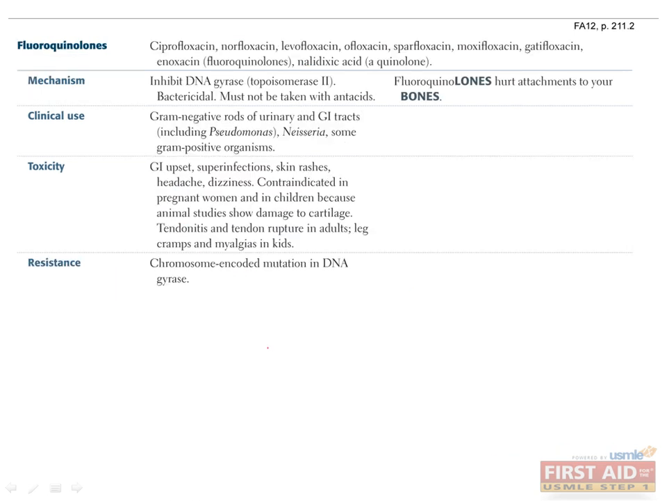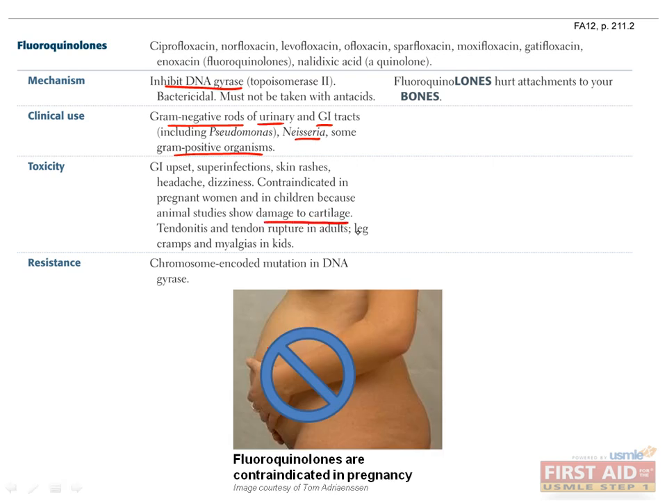Fluoroquinolones are bactericidal antibiotics that inhibit DNA gyrase. They are typically used in the treatment of gram-negative rods in urinary and GI tract infections, as well as Neisseria and some gram-positive organisms. Common reactions include GI upset, skin rashes, headache, and dizziness. Animal studies have shown damage to cartilage, which is why these drugs are contraindicated in pregnancy and childhood.